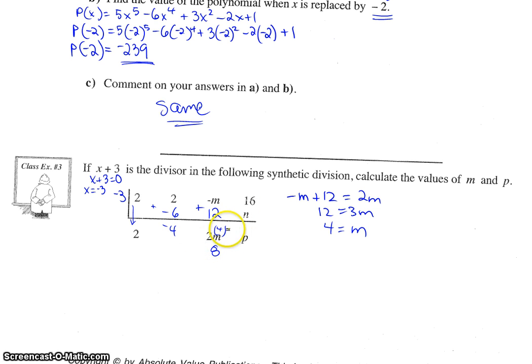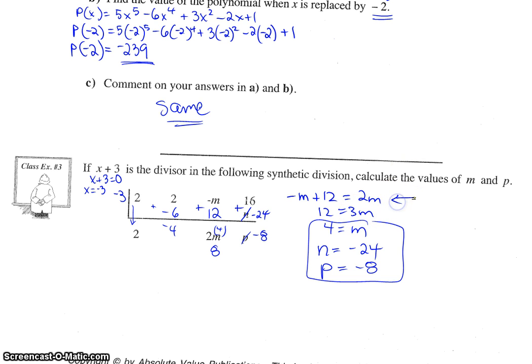Okay, then we can continue on. Negative 3 times 8, negative 24. So guess what we just found out? N was negative 24. Then finally add 16 and negative 24 is going to be negative 8. So we found out M is 4, N is negative 24, and P is negative 8. There we go. 3 answers just by following our synthetic division through, and had to use an equation at one point. All right, let's look at the next page.